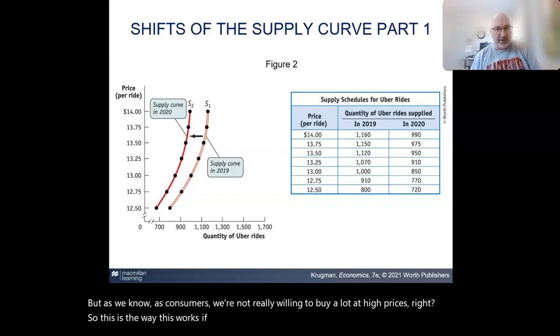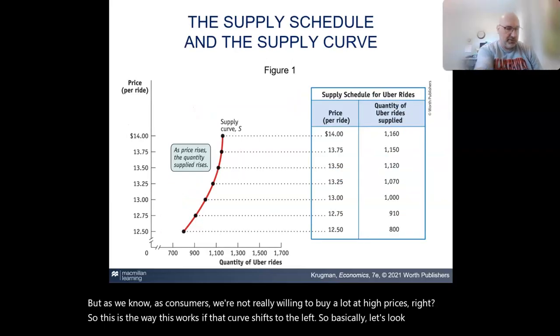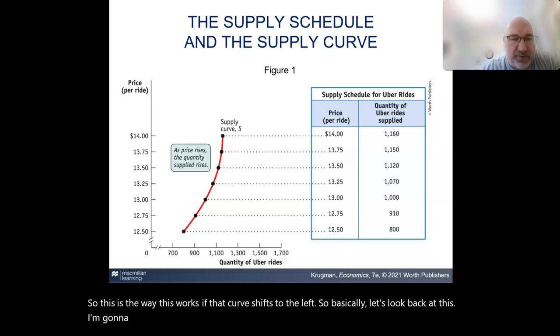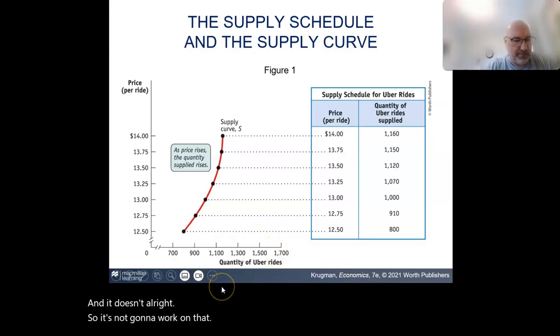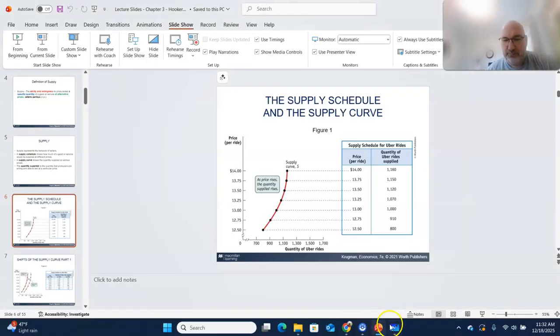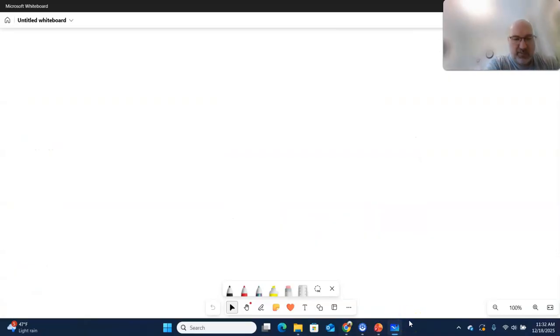If that curve shifts to the left, so basically, let's look back at this. All right. I'm going to see if my pen will work on this. And it doesn't. All right. So it's not going to work on that. Better. Well, maybe it did.